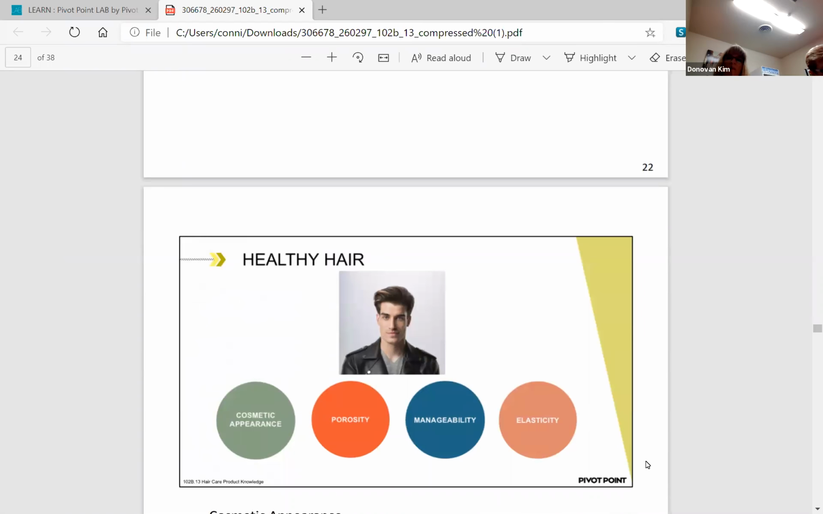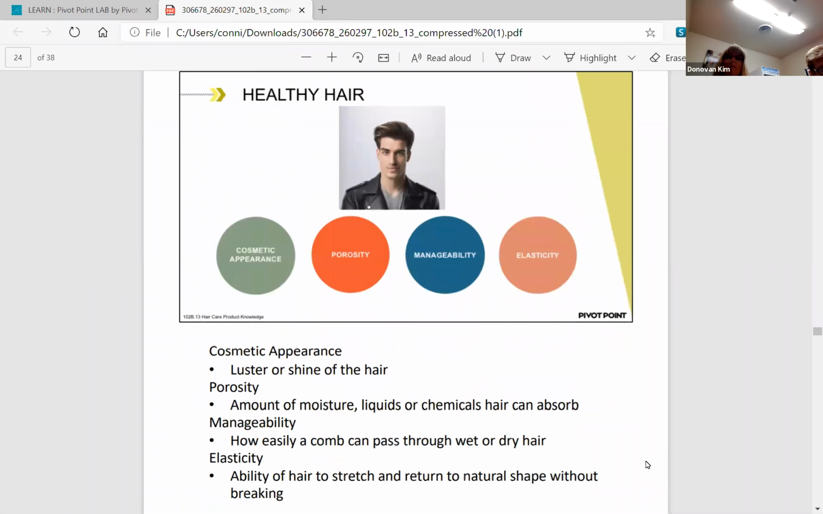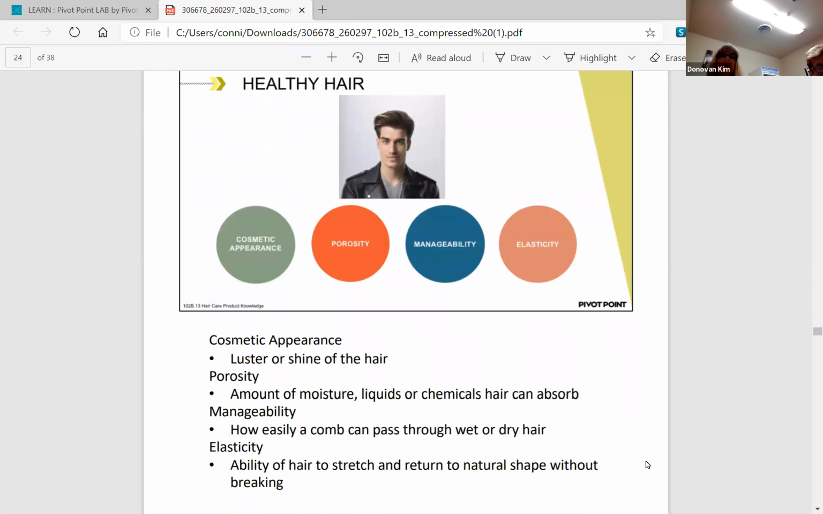Okay, so there are these terms that deal with healthy hair. You're going to find cosmetic appearance, porosity, manageability, and elasticity. Luster is the shine of your hair. Luster means, is your hair shiny? How shiny is your hair? That's your appearance.